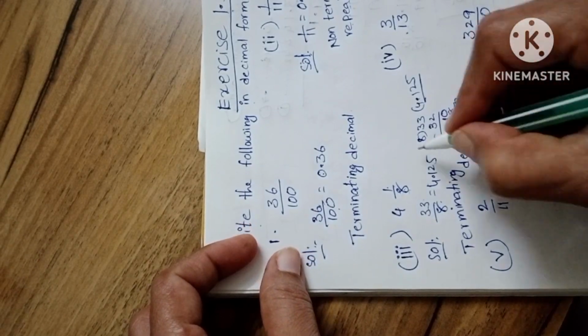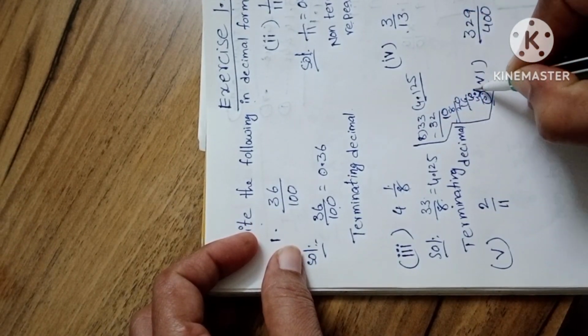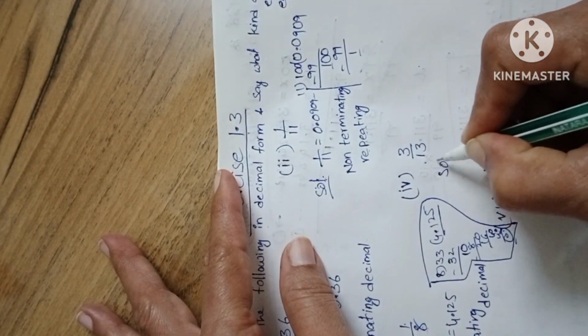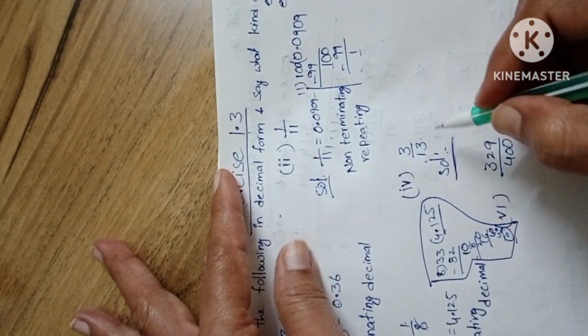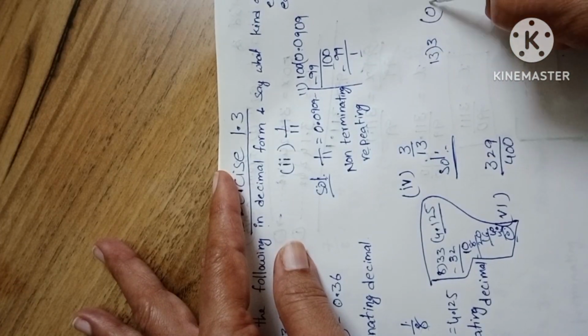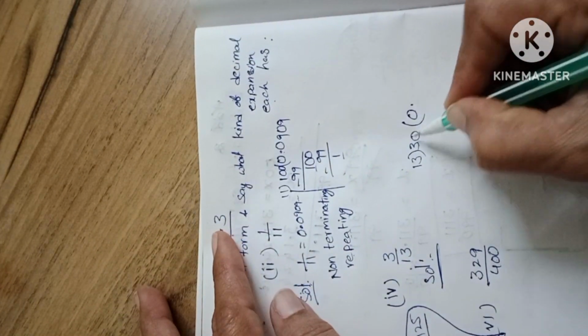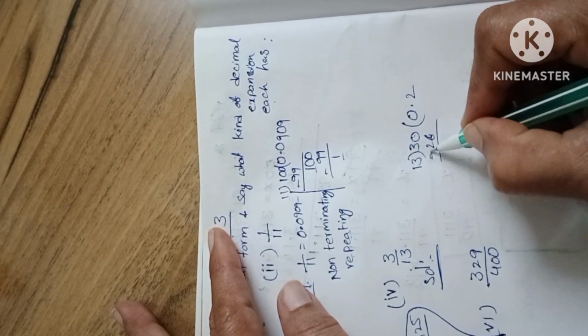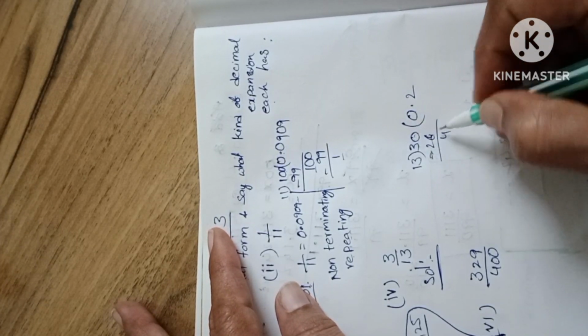It is a terminating decimal. This is rough work, division. Next, 3 by 13. Solution: 3 by 13. So we have to divide 3 by 13. Take 0 in the quotient. We can write 0. 13 2s are 26, the closest multiple to 30 is 26, and 30 minus 26 is 4.